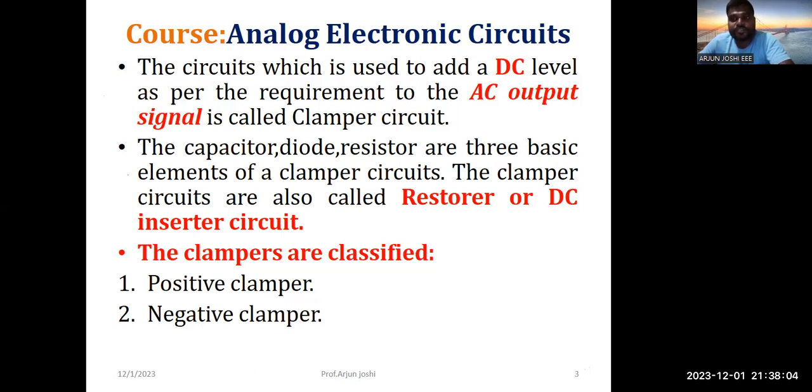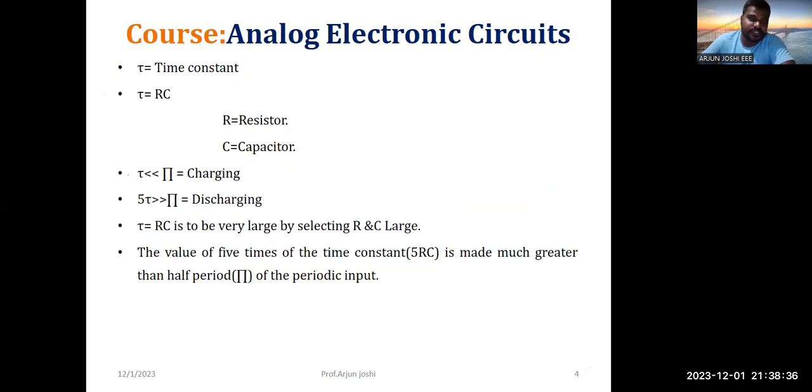And what components do we use in a clamper circuit? The capacitor, diode, and resistor are the three basic elements of a clamper circuit. The clamper circuit, as the name suggests, is also called a restorer, clamper, adder, or DC inserter. These are all different names for the clamper. And what are the different types of clamper circuit? They are positive clamper and negative clamper. Now, let's get into the in-depth concept of the clamper circuit.